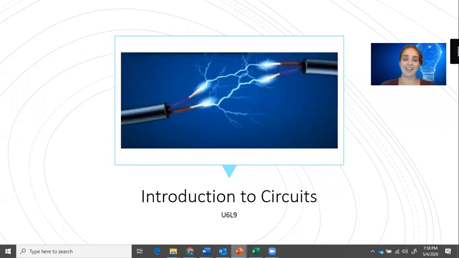Hi everyone. Today we are moving on to the second part of the second cycle of Unit 6. Yesterday you took an assessment for the beginning of the unit, and today we are going to be moving on with the next part on circuits. So today we are going to do a quick introduction to circuits.